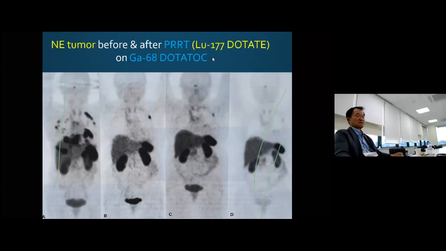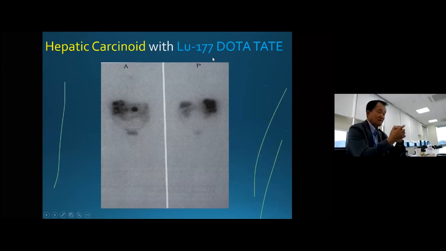So lutetium has about 200 keV gamma ray that will make a picture. So medium energy, if you have a medium energy collimator, it will show nicely. But lutetium 177 also has a 500 keV beta ray that will make a treatment. So if you give a low dose, it will make a gamma imaging. If you give a large dose, that's a treatment. Internal radiation therapy, specific radiation.